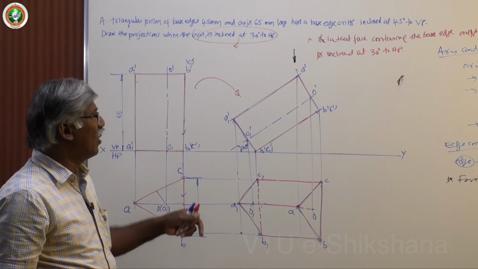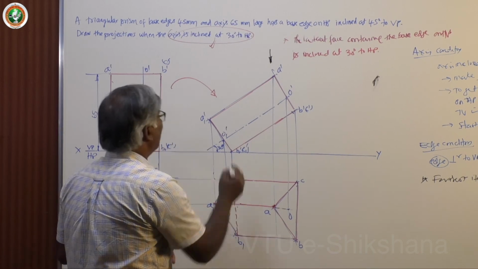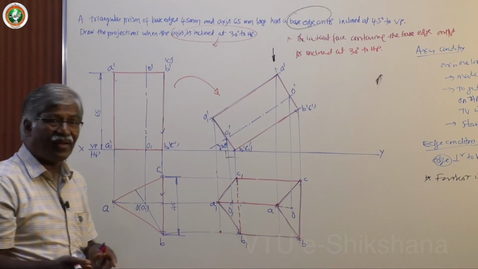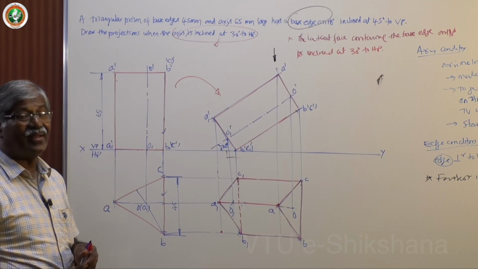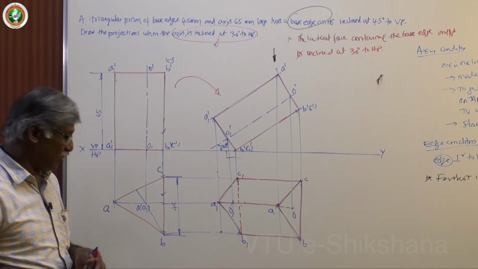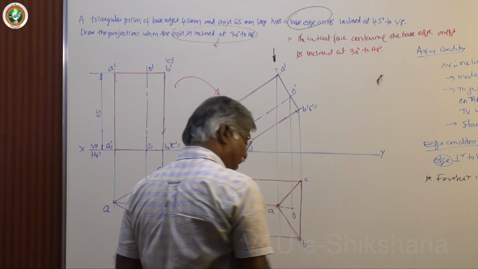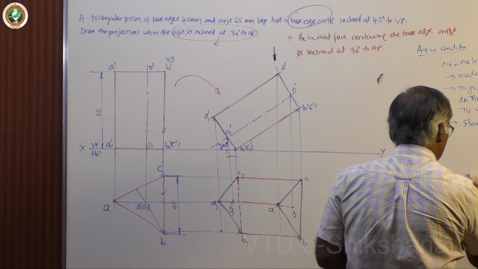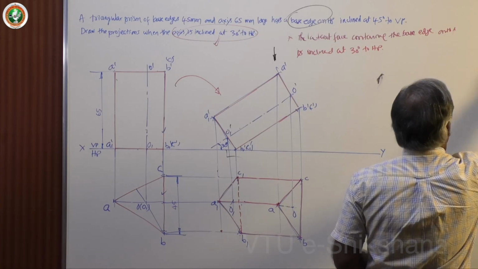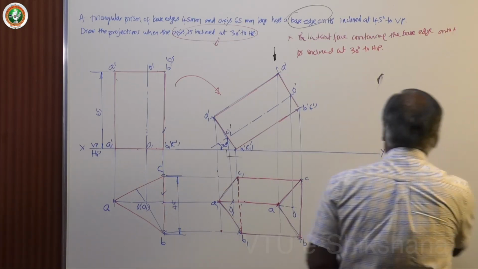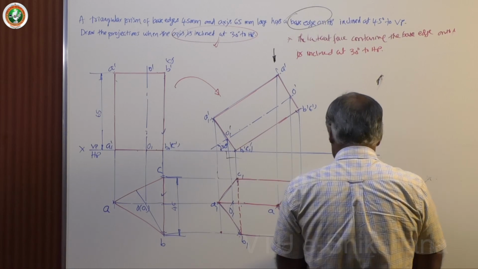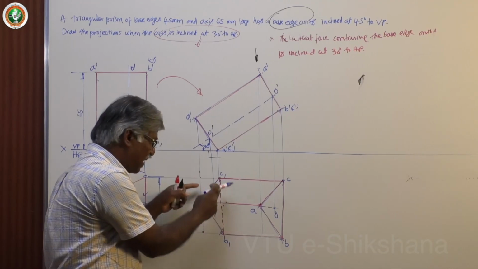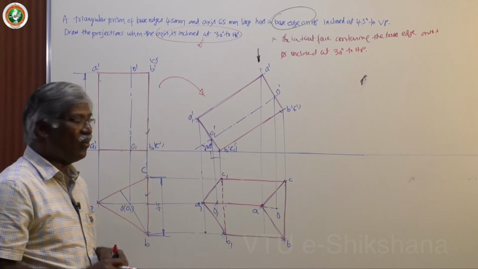How to do it? Now he says C1 B1 is the base edge that is right now perpendicular. I want that inclined at 30 degree, 45 degree to VP. So what you have to do is go for the inclination of the base edge on HP, 45 degree to VP. Okay, now we have to redraw this figure such that B1 C1 is inclined at 45 degree to VP.